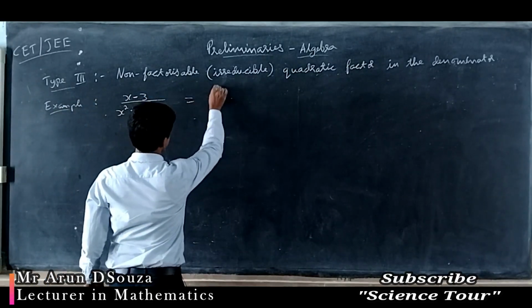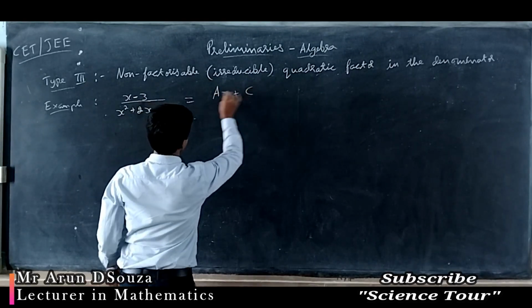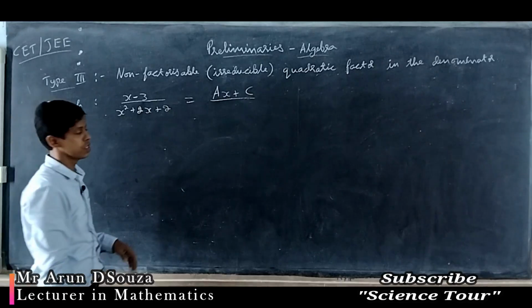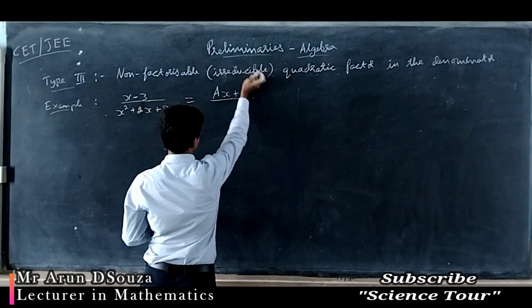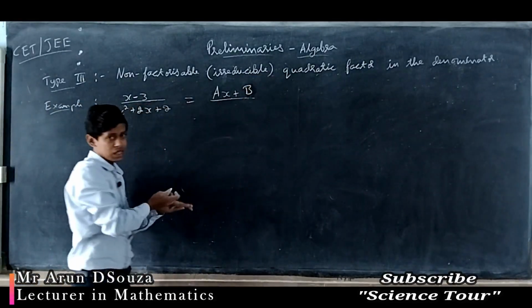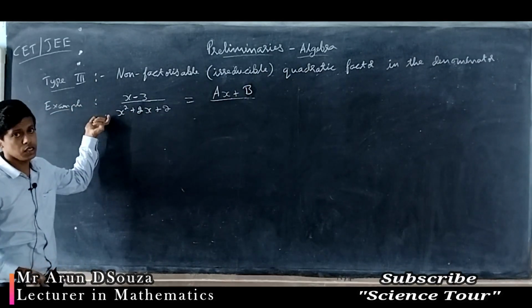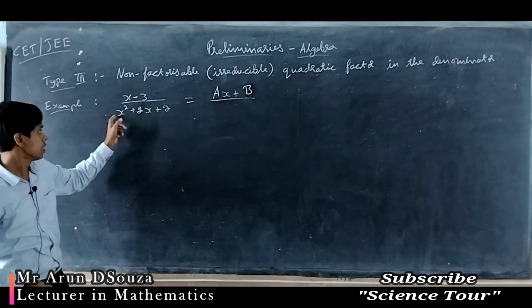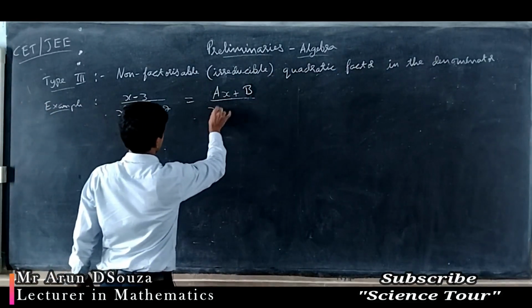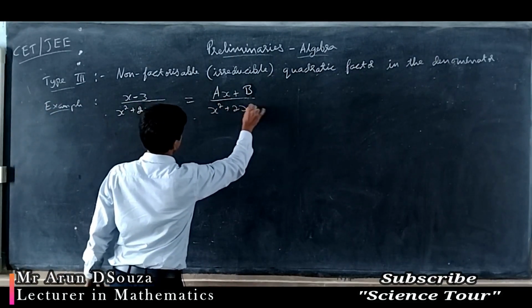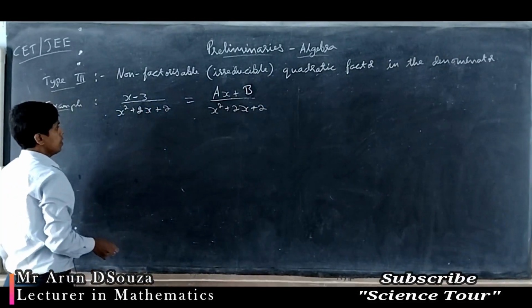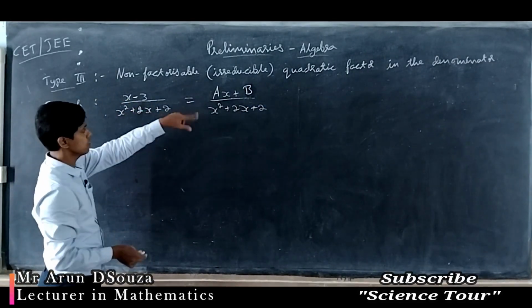So how should you write? You should write a linear polynomial in the numerator with a and b. You don't have to take c. Okay, there is only one thing now. There are no other factors, so a by that is not required. Directly go for ax plus b divided by x square plus 2x plus 2. Right? Yes. Now cancel the denominators.